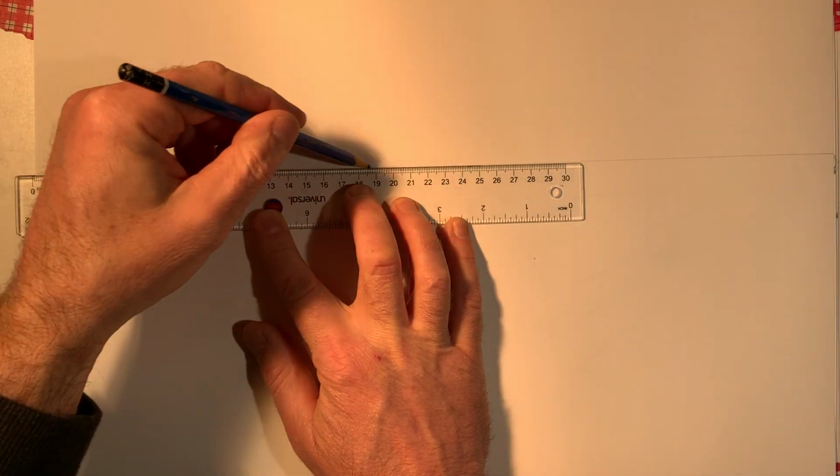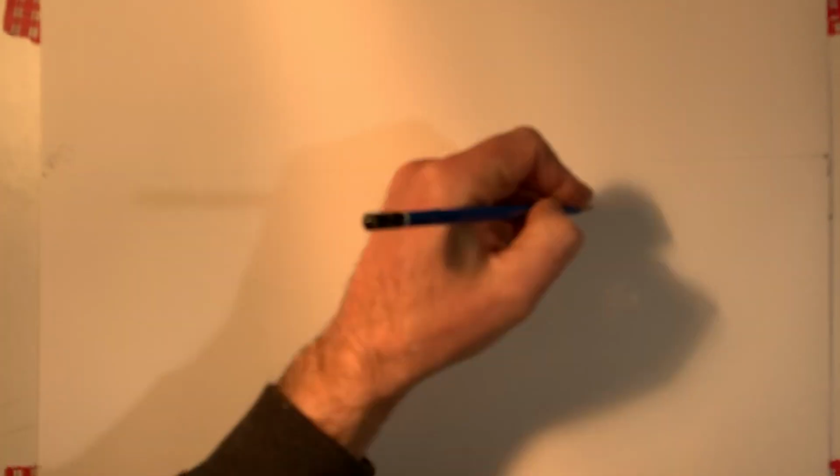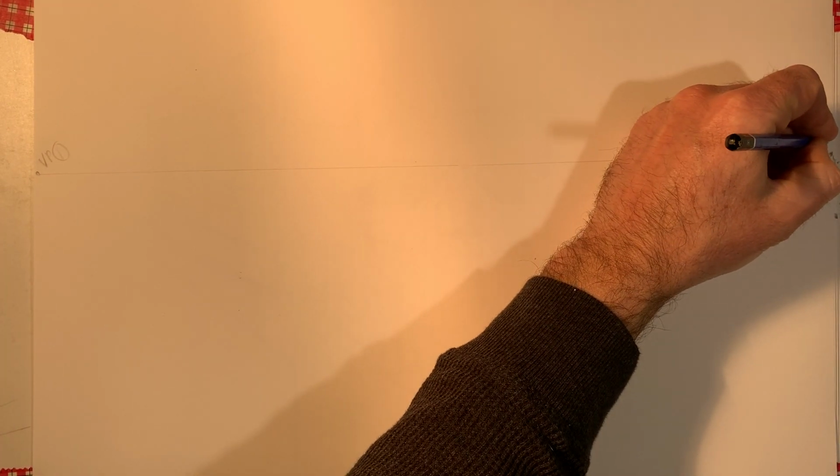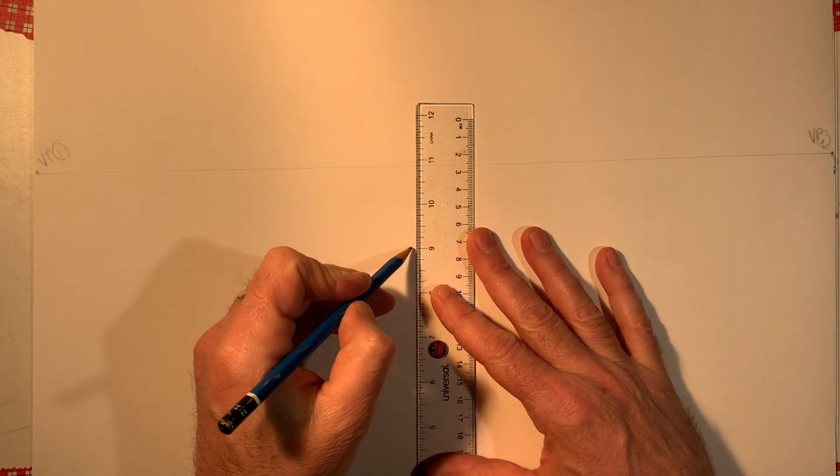All right, I'm gonna start off with a horizon line, as always. And I'm gonna set up my vanishing points, as always. In the edges, vanishing point 1 and vanishing point 2, VP1, VP2, okay? All right, now I'm gonna put a vertical here.